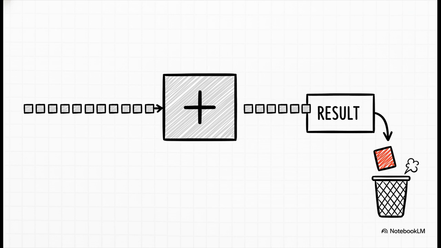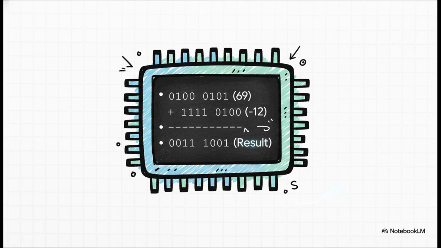All that's left is a simple binary addition, the one thing our processor was actually built for. It's going to add the binary for 69 to our brand new binary for negative 12. But there's one last little rule to keep in mind. If the addition creates a final carry bit that overflows past our 8 bits, the computer just throws it away. It's ignored. And here is that final addition.